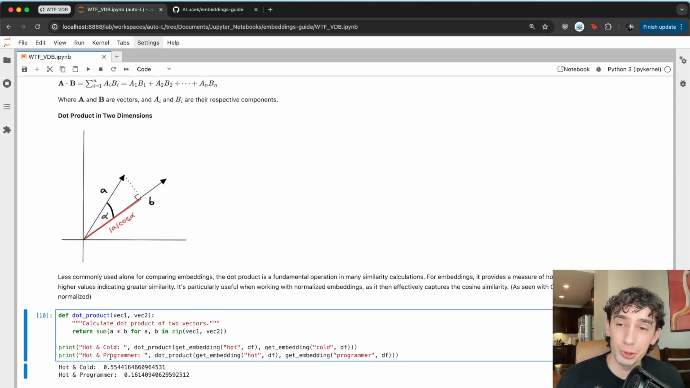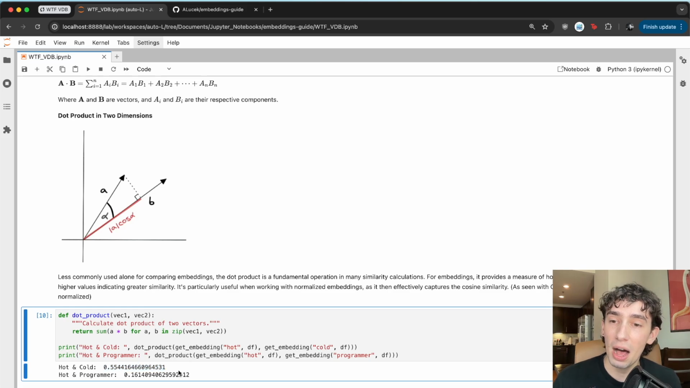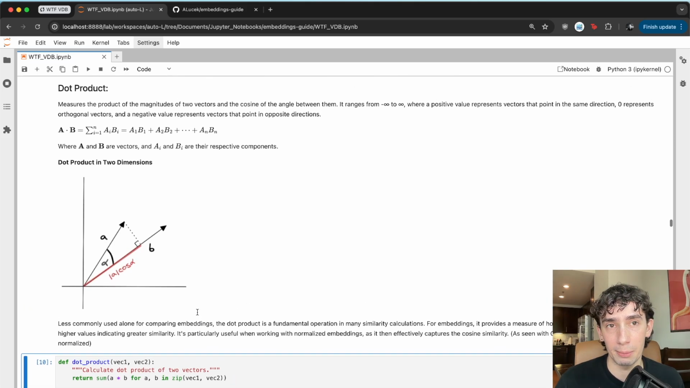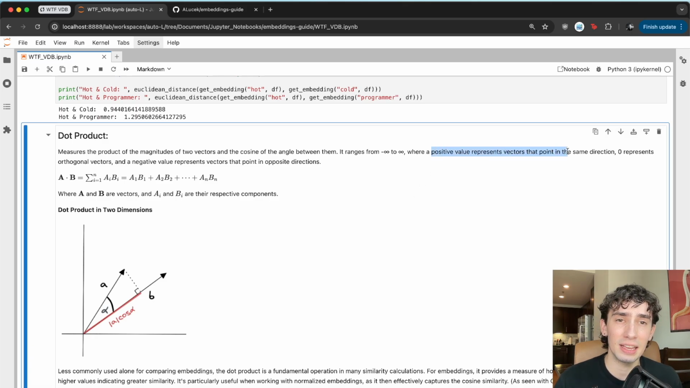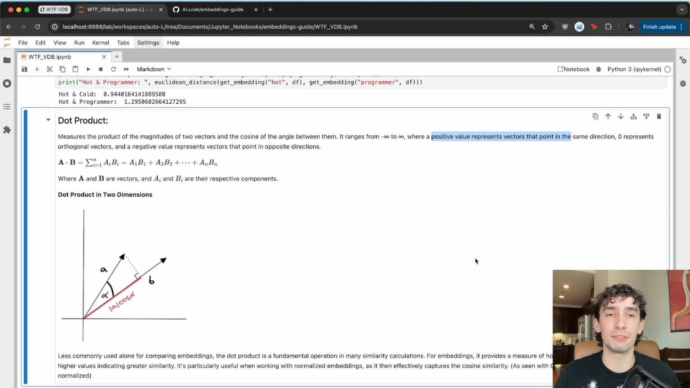So putting this through our same test of hot and cold and hot and programmer, we can see that we get a larger positive value for hot and cold than we do for hot and programmer. And so what that means is that a positive value really represents that the vectors point in the same direction. And so a higher positive value represents that it points more similarly together.